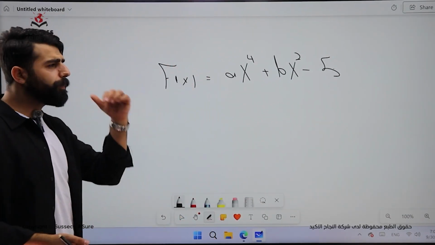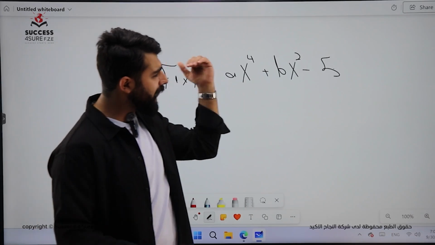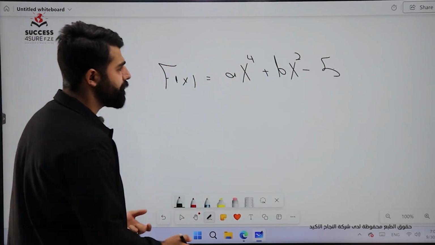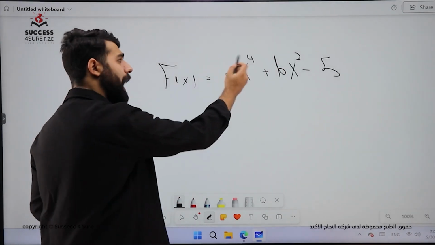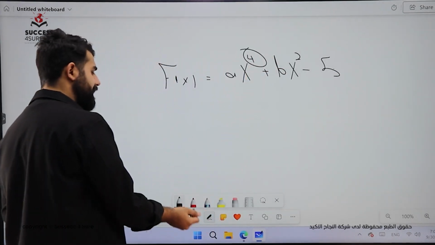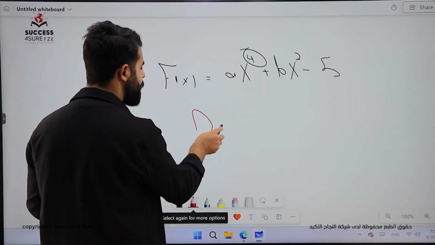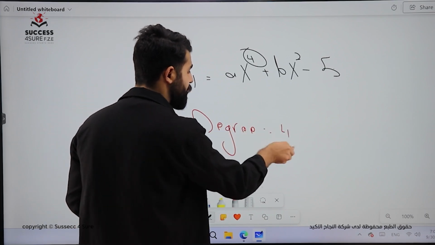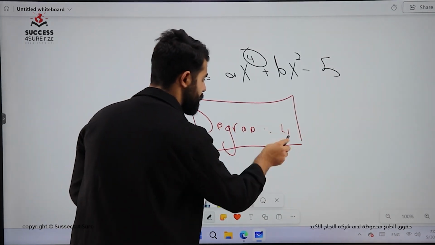Now, the degree of the polynomial is the largest power inside the function. What is the greatest power right here? Is it 2? No, it's not. It's absolutely 4. So we can say that the degree of the polynomial is equal to 4. All right?